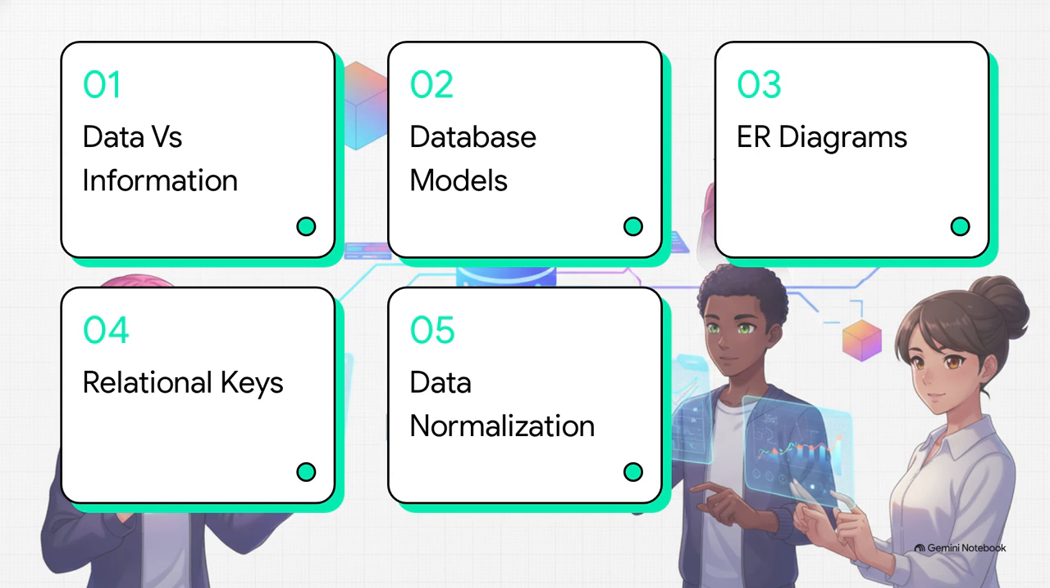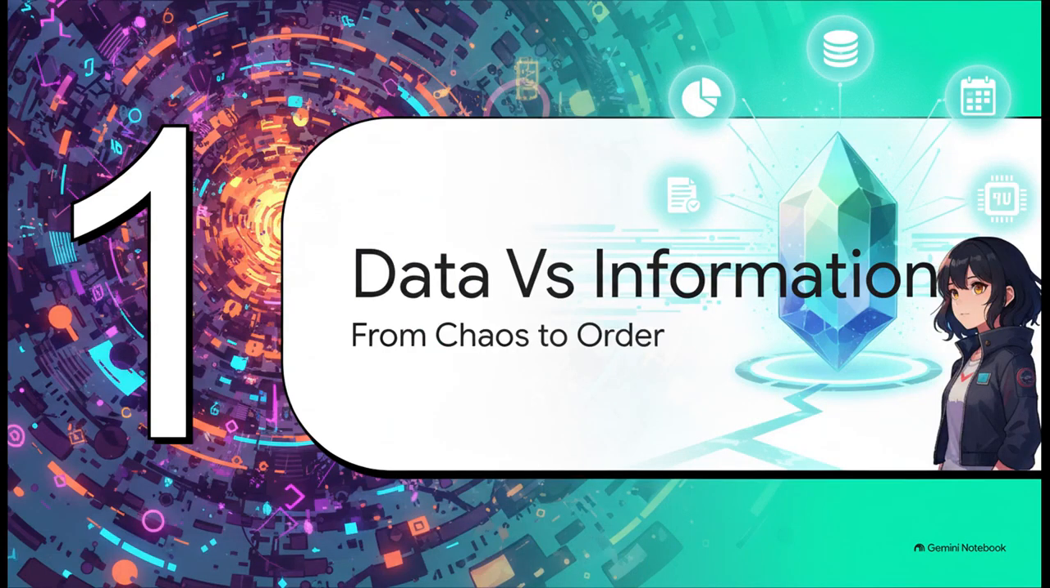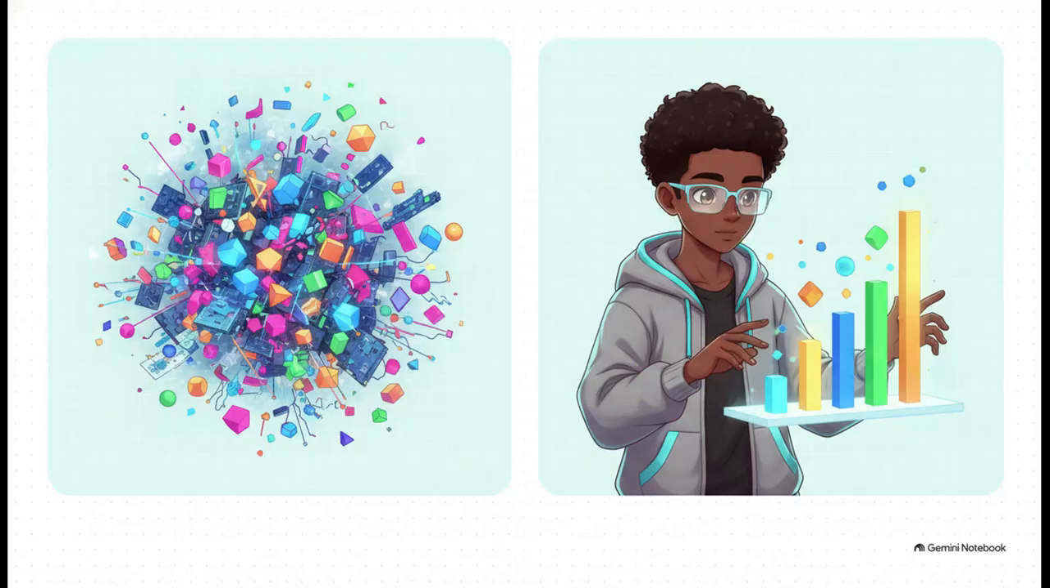We'll be looking at data versus information, database models, ER diagrams, relational model keys, and finally wrapping up with data normalization. Let's get started. Section 1. Data versus information. We're starting at the absolute foundation of IT here, understanding the critical difference between raw chaos and meaningful order. You absolutely need to nail this distinction for your exam.